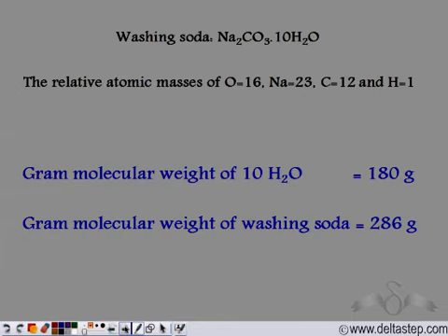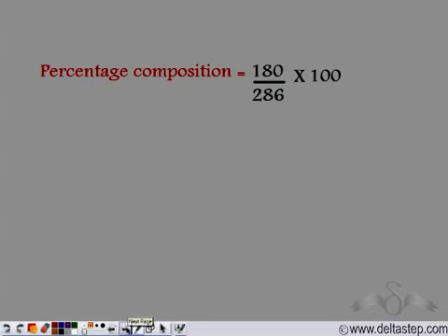So now to calculate the percentage composition, we take the gram molecular weight of 10 molecules of water divided by the gram molecular weight of washing soda and we multiply it with 100. So on calculating we get 62.9%. So the percentage composition of the water of crystallization in washing soda is 62.9%. So this is the value that should be written on the bottle of washing soda.